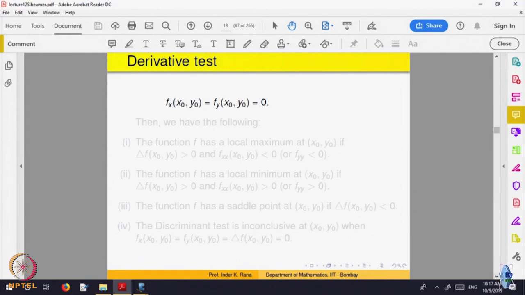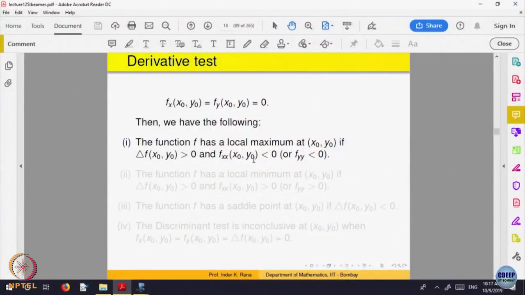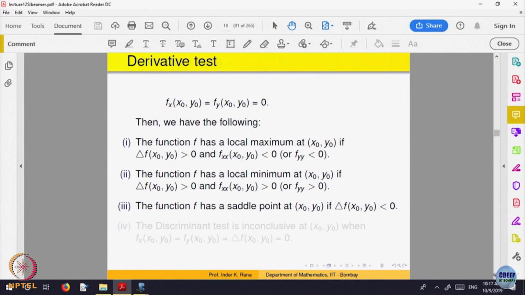So here is a test. If at a point the first derivatives are 0, that is a necessary condition anyway for a point to be a local maximum or minimum. We are analyzing the critical points. What we can say further: if the discriminant is bigger than 0 and the second derivative fxx is less than 0, which will also imply that fyy is less than 0, either of them can be looked at, then the function has a local maximum. And similarly, if the discriminant is bigger than 0 and the second derivative with respect to x is bigger than 0, then this is a point of local minimum.